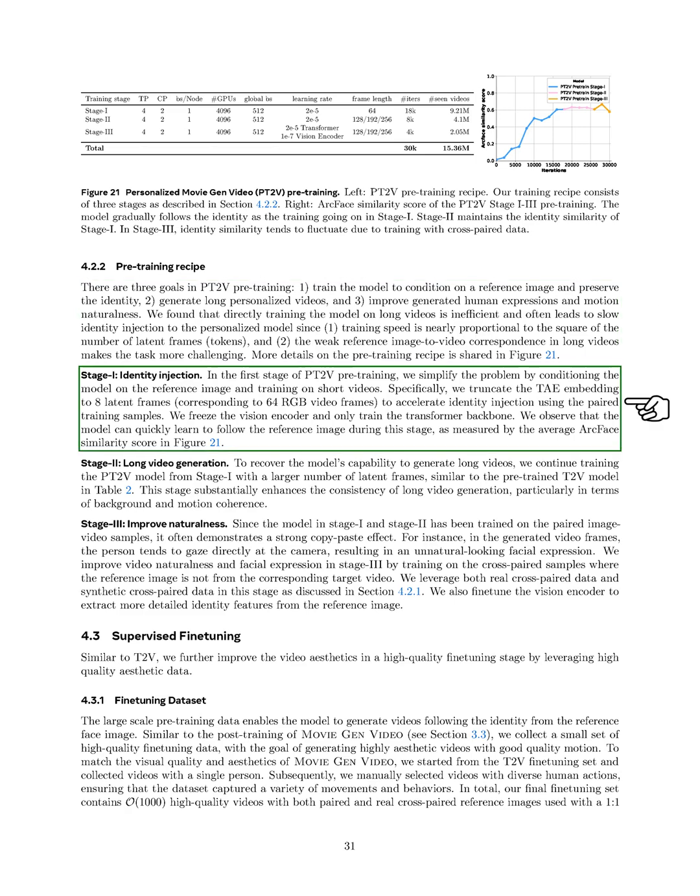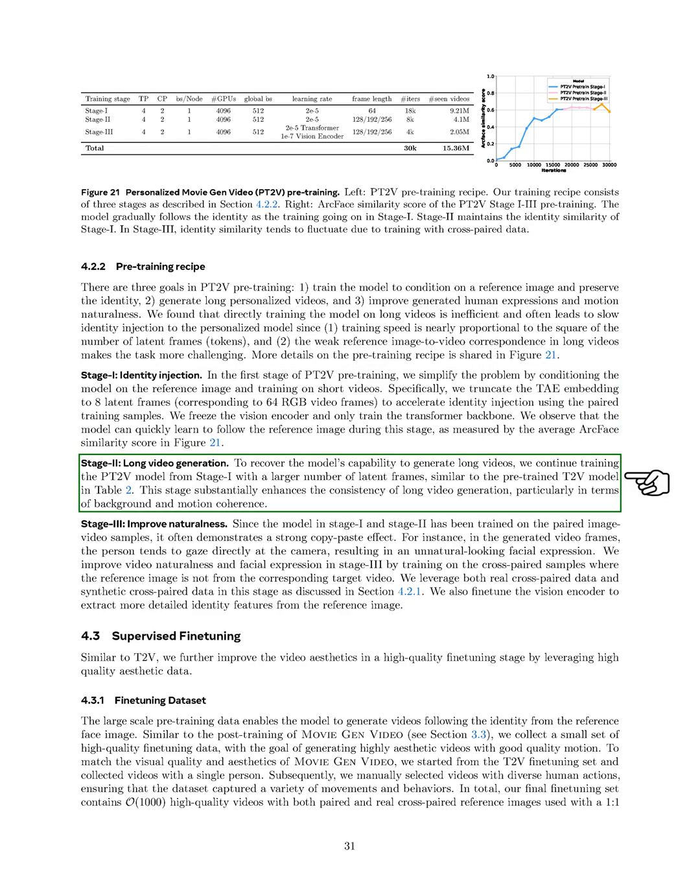In the first stage, we focus on identity injection by training the model with short videos and reference images. We limit the model to 8 latent frames, which corresponds to 64 RGB video frames, to speed up the identity integration. During this phase, we freeze the vision encoder and only train the transformer backbone. We notice that the model quickly learns to align with the reference image, as indicated by the average similarity score. In the second stage, we shift to generating long videos by increasing the number of latent frames, similar to our pre-trained T2V model. This significantly improves the consistency of the long videos, especially regarding background and coherence.